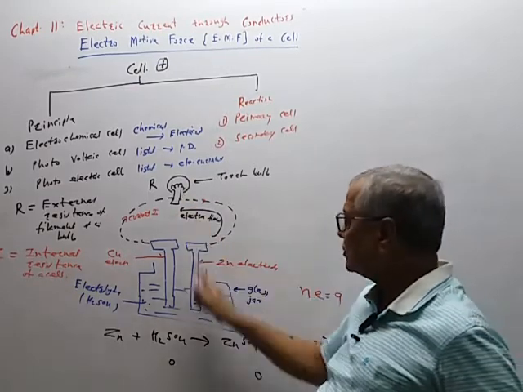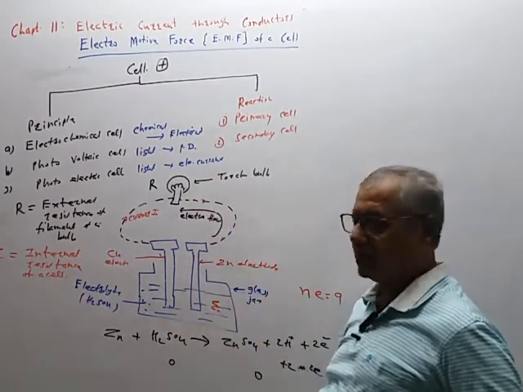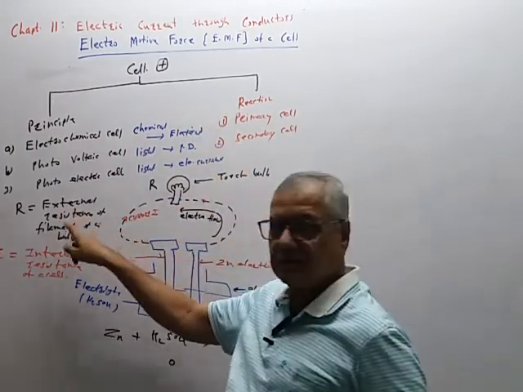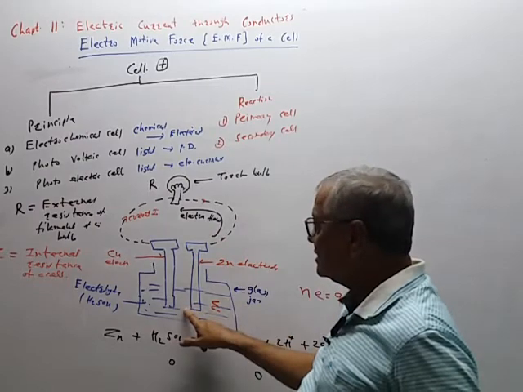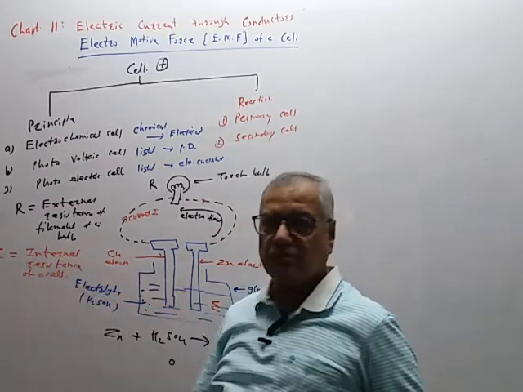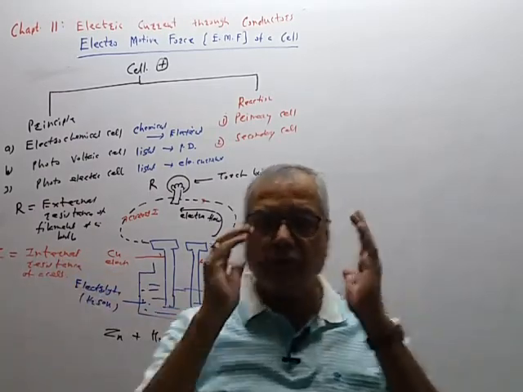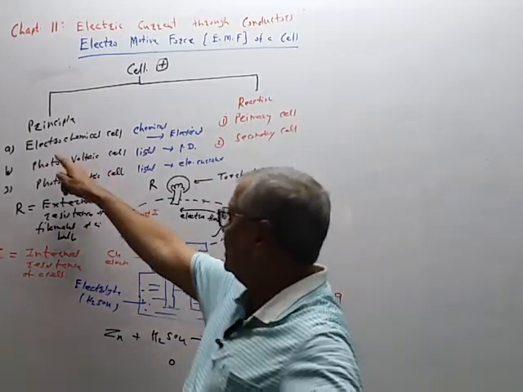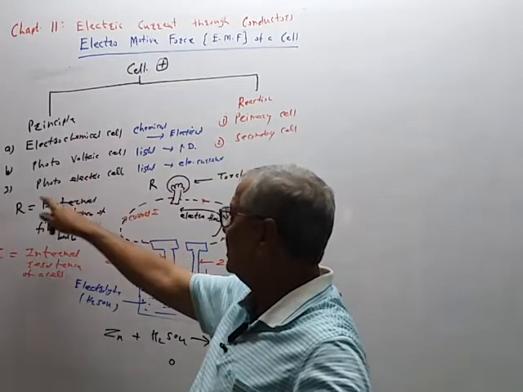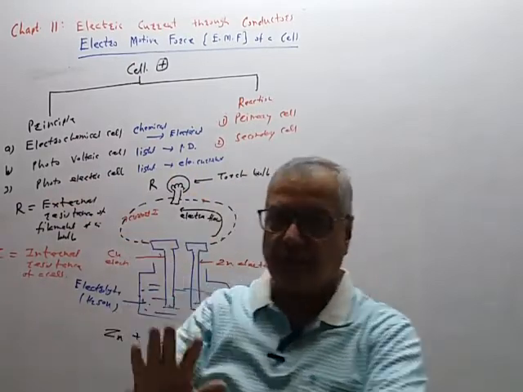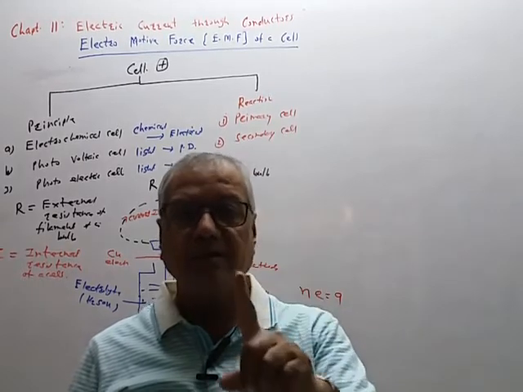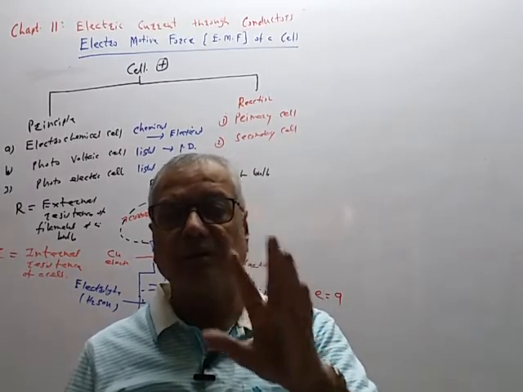So there are two types of opposition to the flow of the electron. One is the opposition outside the cell, therefore it is called the external resistance. The second one is inside the cell, therefore it is called the internal resistance of the cell. So every source of electricity, whether it is an electrochemical cell, photovoltaic cell, photoelectric cell, primary cell, secondary cell, every cell has some internal resistance.